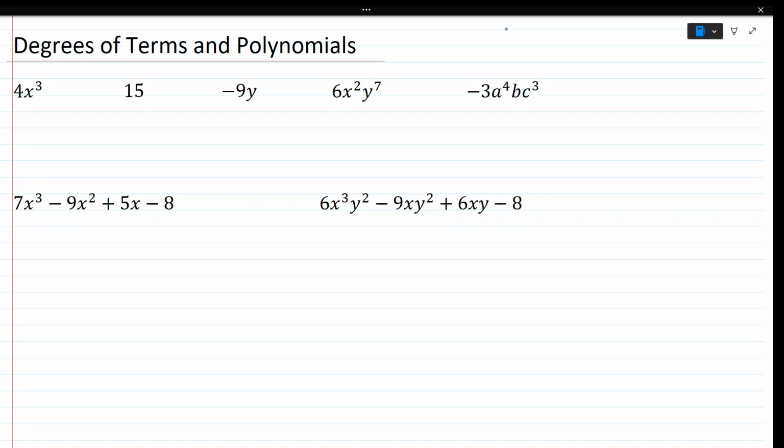So for some examples, if you have the term 4x cubed, then the degree of that term would just be the exponent of the x. So in this case, that would be 3.